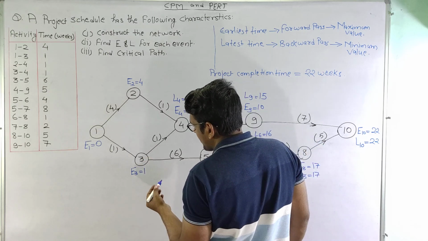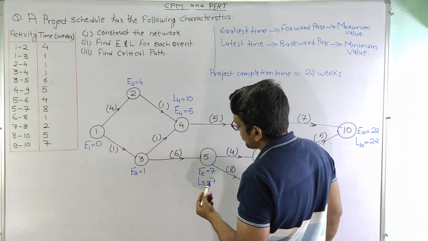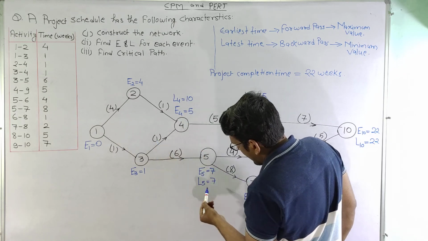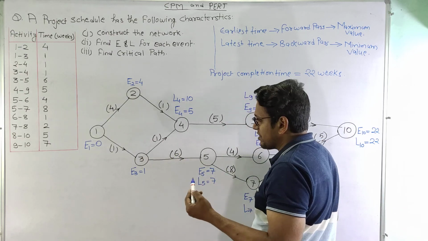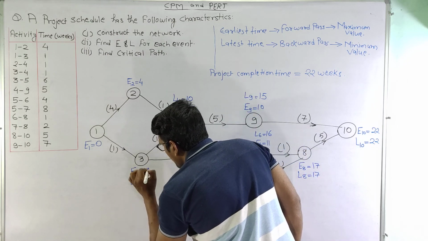Now moving on to node 3. From node 3 there are two outgoing arrows. So let us see what are the values here. This is 10. 10 minus 1 is 9 and this is 7. 7 minus 6 is 1. So we will take the minimum value here again. So L3 is equal to 1.